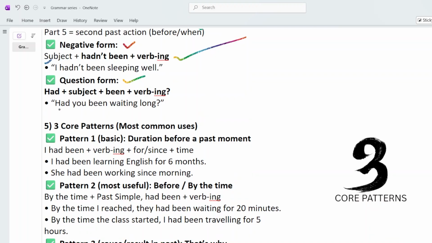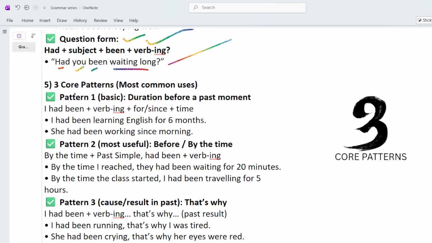So let's look at the example. Had, the subject is you, and been has taken the third place. Waiting. Waiting is the verb in the ing form. So, had you been waiting long? All right. Had you been waiting for a long time? That also can be a question.